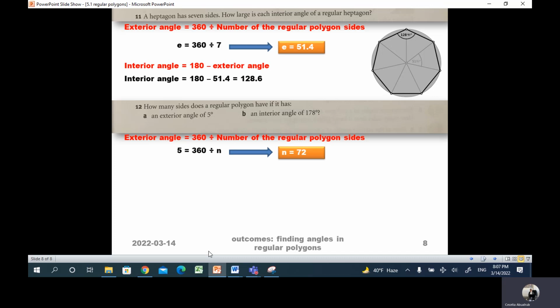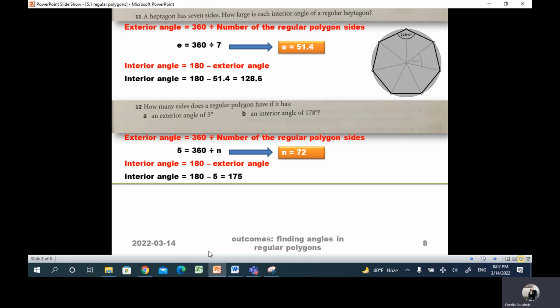Or the formula is written as the subject E, so I can change the subject to N. I can make N the subject. If I make N the subject, then the formula will become 360 over E. And that's how I find the number of sides. Then the second formula, I is equal to 180 minus E. So E is known as 5, so if I subtract it, the interior angle will come down to 175.